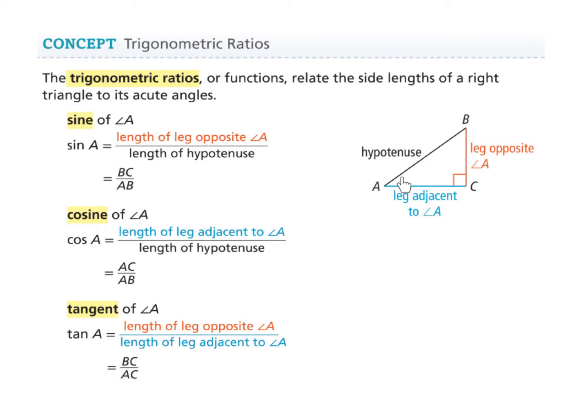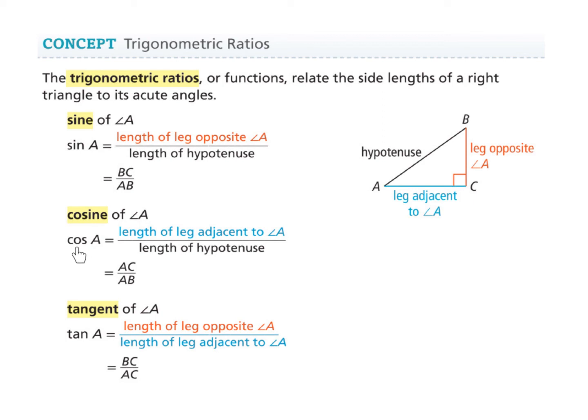The cosine of an angle is a ratio that takes the adjacent leg length and divides it by the hypotenuse length. So the cosine of angle A would be the length of AC divided by the length of AB. And that's cosine. An abbreviation for that is just COS.